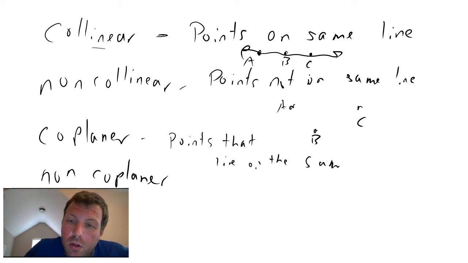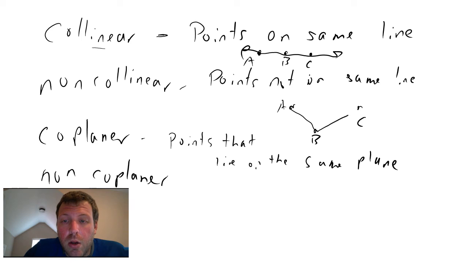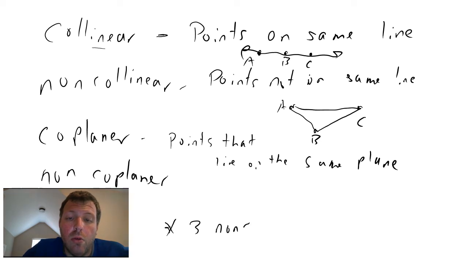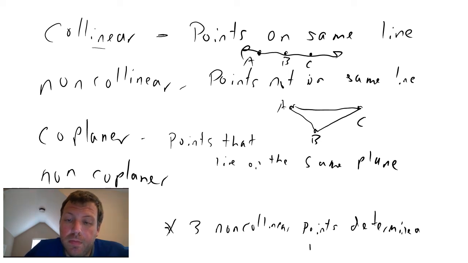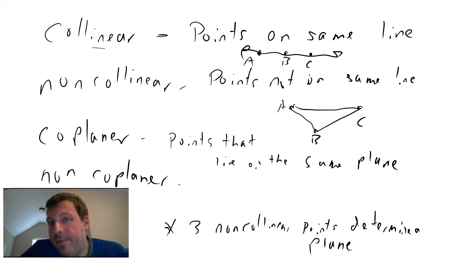So those are points that lie on the same plane. And if you look here, 3 non-collinear points determine a plane. Okay? So let's write that here. 3 non-collinear points determine a plane, which means they just make one. Therefore, if they're non-coplanar, then, well, they don't lie on the same plane.